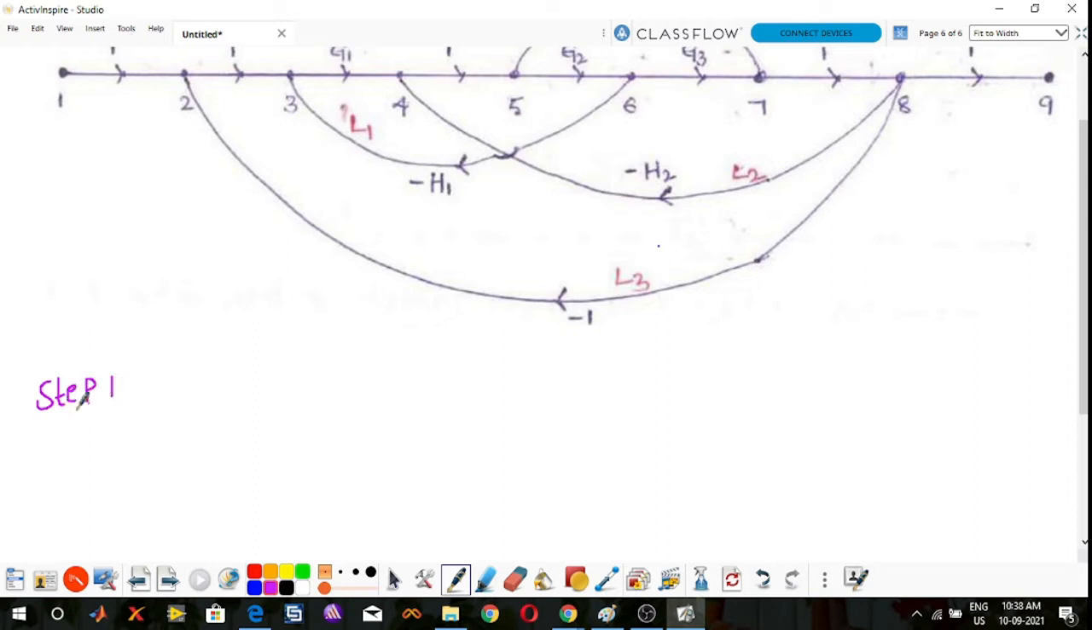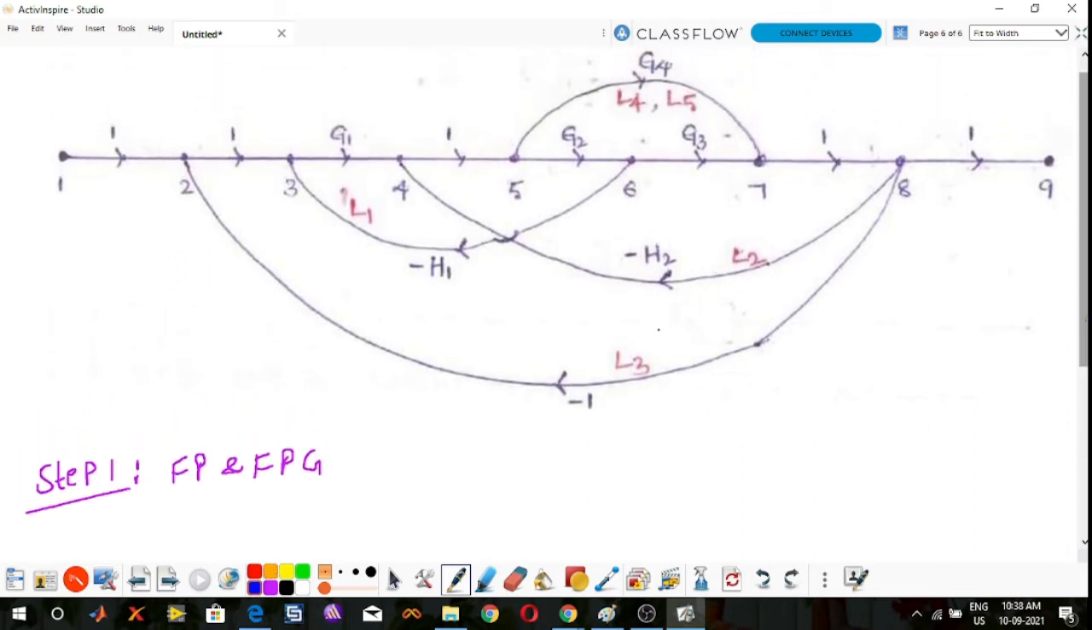Step 1. Determine forward paths and forward path gains. Now here, forward path. First identify the number of the forward paths. So what is a forward path? Forward path is a path from input node to output node that does not cross any node more than once.